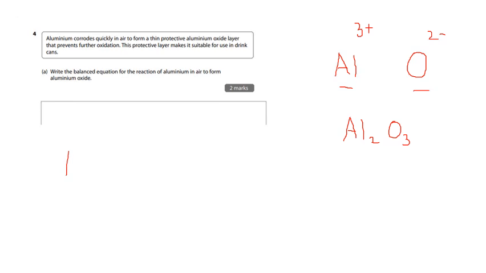So, aluminium, Al, plus O2. Now, why O2? Because it says in air. Yeah, it's reacting with oxygen in air, so it's O2. Goes to Al2O3.